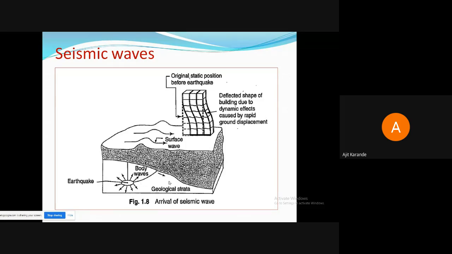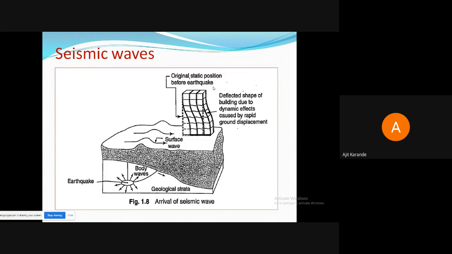Here you can also see different geological layers, different geological strata. So this is the soil material. After that, the underlying layers are of different types of rocks or geological strata. Each and every layer has different physical and mechanical properties. Here you can see the original static position during the earthquake.